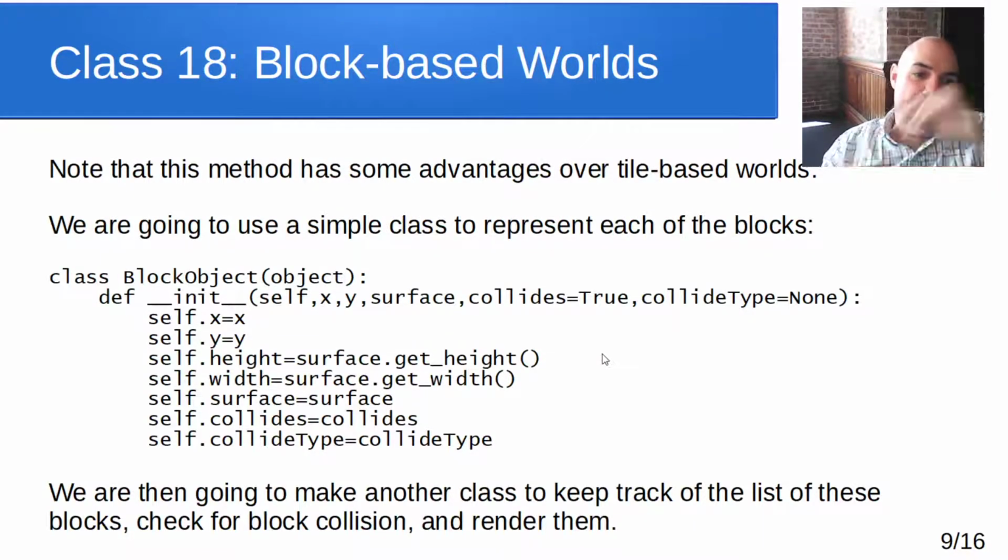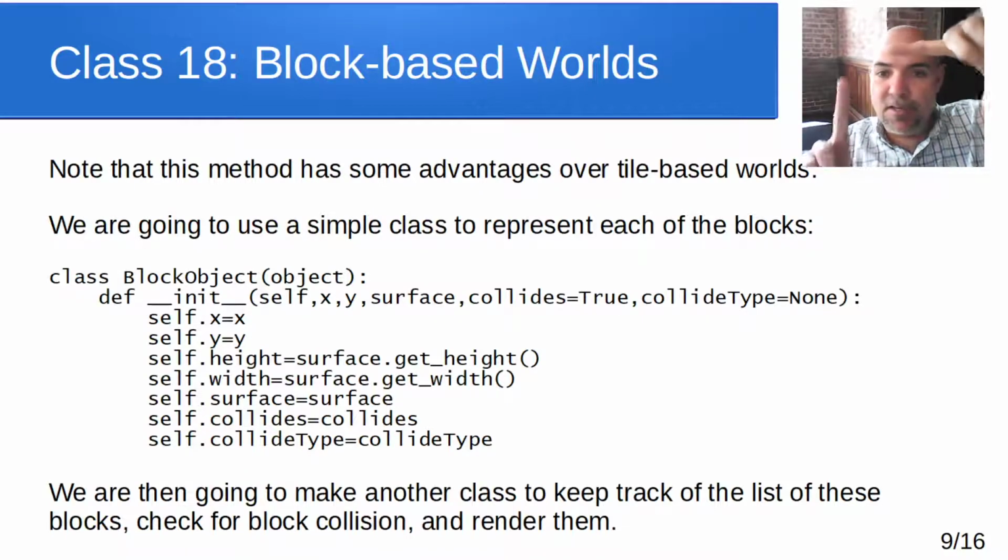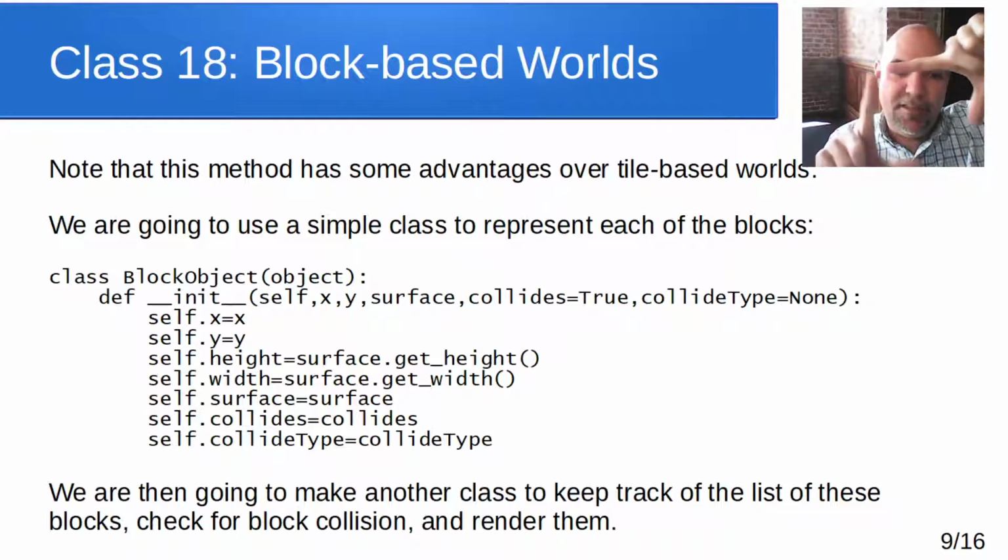So here's the concept. We're going to represent each of those blocks with a simple class. Unlike the tile-based world, where you have to have an array or a list of lists to make a two-dimensional array, in this case we just have a single-dimensional list, but it has those blocks placed inside of it. This block class has an X, a Y, a surface, and then whether it collides or not, and what collide type or collide group it is.